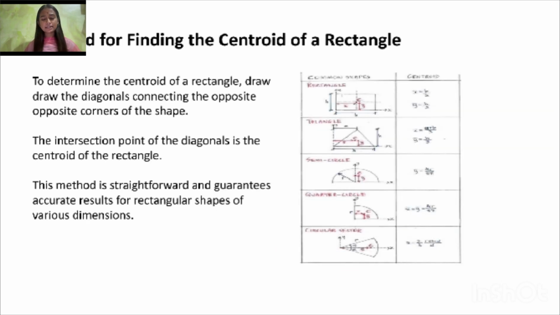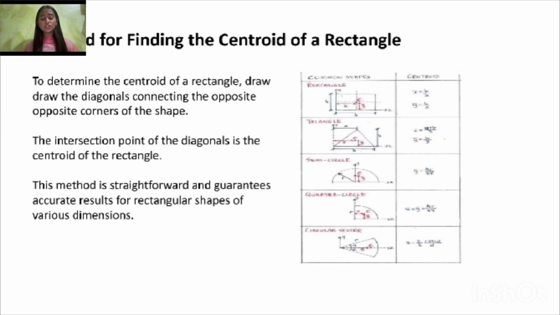Now, let us discuss methods for finding the centroid of a rectangle. To determine the centroid of a rectangle, draw the diagonals connecting the opposite corners of the shape. The intersection point of the diagonals is the centroid of the rectangle. This method is straightforward and gives an accurate result for a rectangular shape of various dimensions.